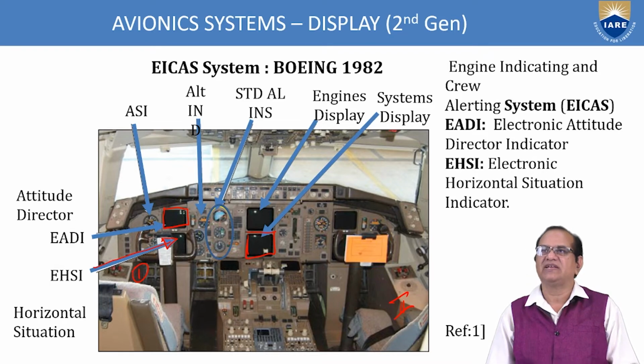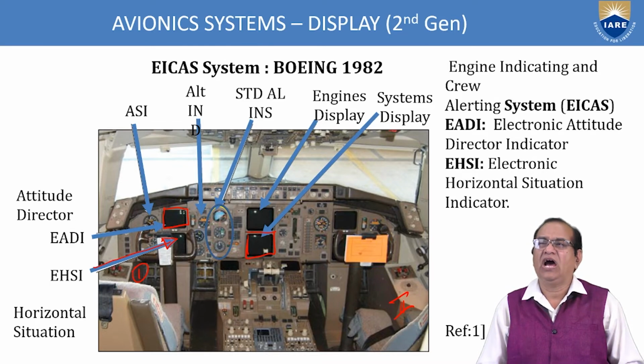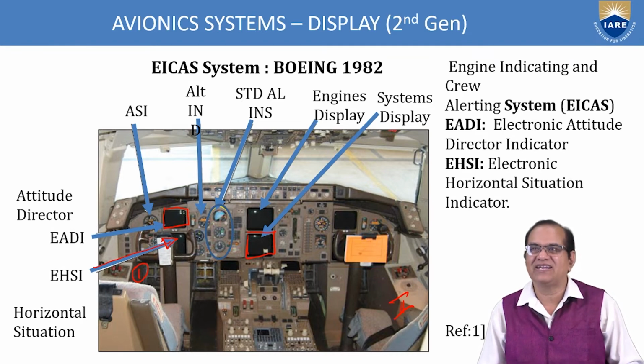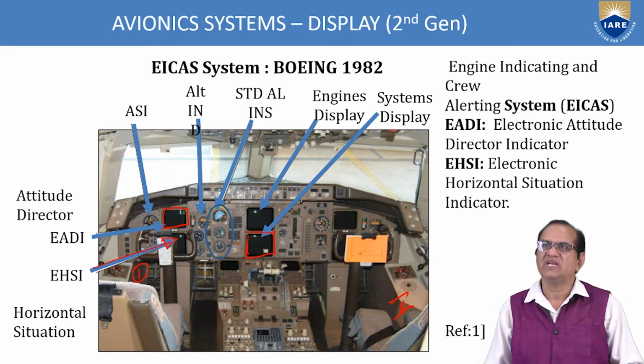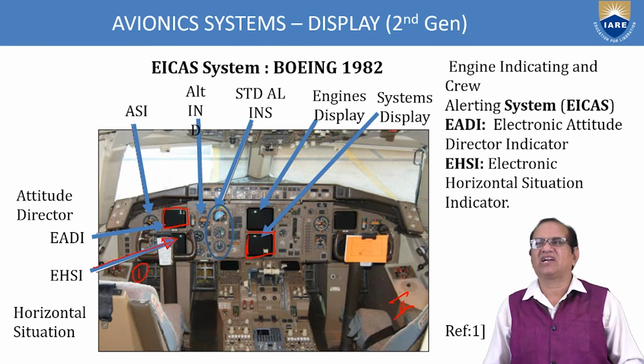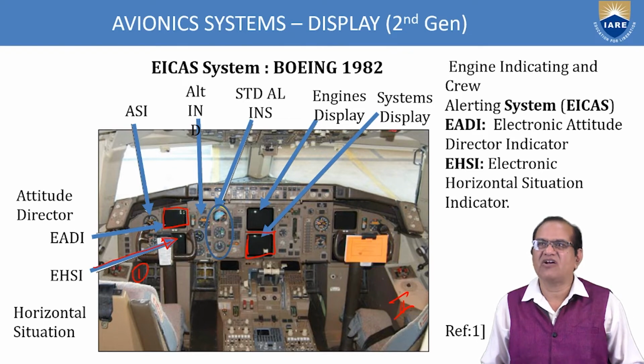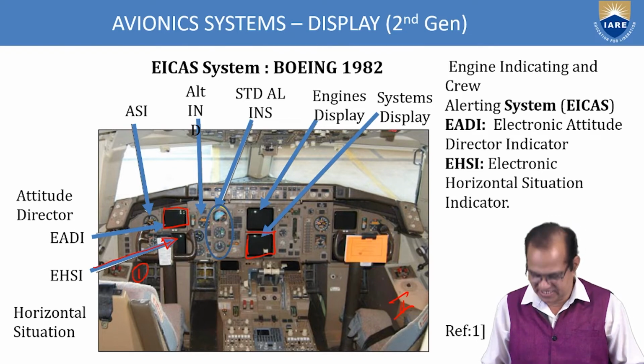Okay, so in this way, there's the engine indicating and crew alerting system. EICAS is what? It is the engine indicating and crew alerting system. Next we have EADI, electronic attitude director indicator. EHSI, electronic horizontal situation indicator. Okay.